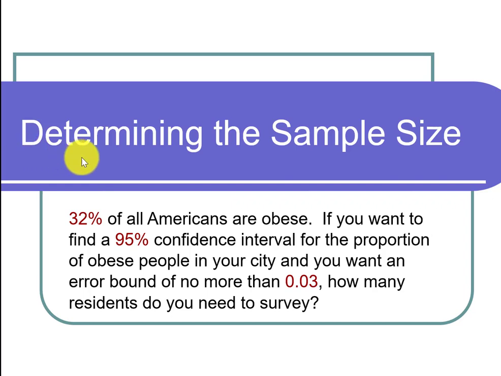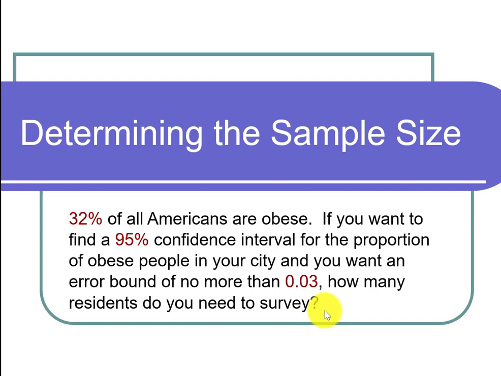This is a video on determining the sample size. The question states, 32% of all Americans are obese. If you want to find a 95% confidence interval for the proportion of obese people in your city, and you want an error bound of no more than 0.03, how many residents do you need to survey?